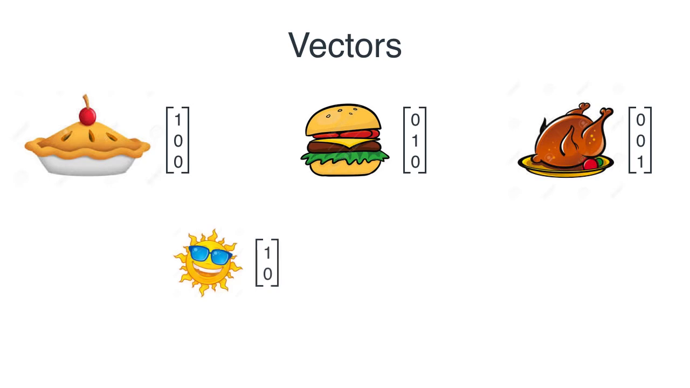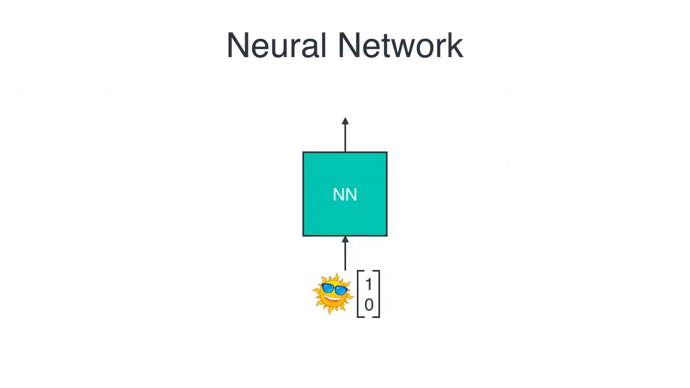And the weather is going to be represented as follows. The sunny day is going to be represented by a 1, 0 vector, and the rainy day is going to be represented by a 0, 1 vector. And so what the neural network does is, if it receives the 1, 0 vector corresponding to a sunny day, it returns a 1, 0, 0 vector, which is an apple pie. And if it receives a 0, 1 vector corresponding to a rainy day, it returns a 0, 1, 0 vector, which is the vector corresponding to a burger.